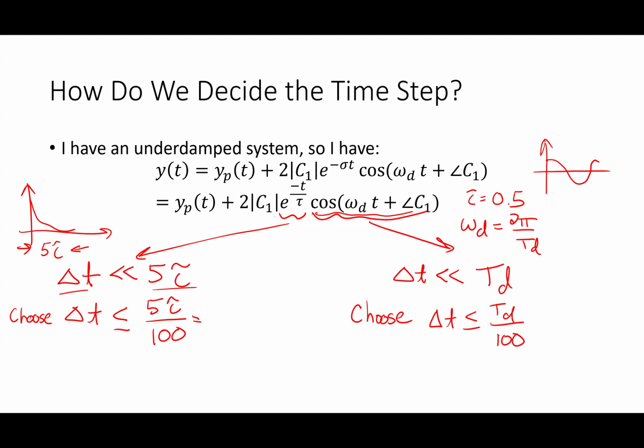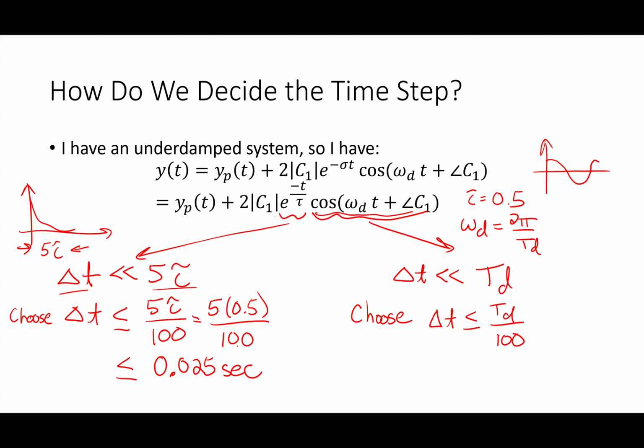So what's my tau? My tau was 0.5. So I plug in 5 times 0.5 divided by 100. Looking at just the exponential, if I want to capture the exponential using this approach, my delta t should be less than or equal to 0.025 seconds. Okay. If I chose that, then the exponential would look great to me.